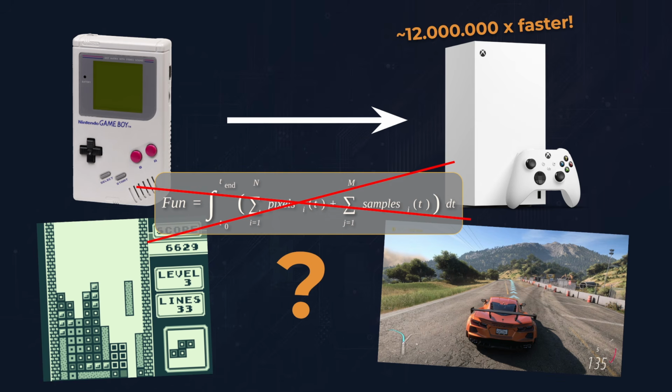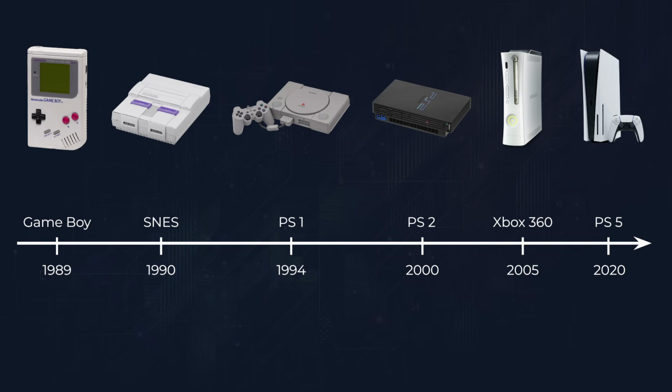And whether or not this sophistication translates to fun is, of course, up to the player. But let's look at this in terms of a historic evolution. Now, we're going to start just like before with the Game Boy and use this as our reference piece of hardware. And then we can look at the Nintendo Entertainment System, released in 1990. The PlayStation 1, released in 1994, which marked the era of transition from 2D to 3D graphics. The PlayStation 2, released in 2000, was obviously one of the most successful game consoles of all time.